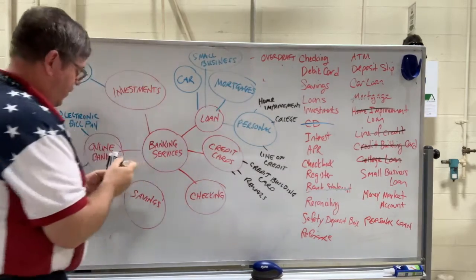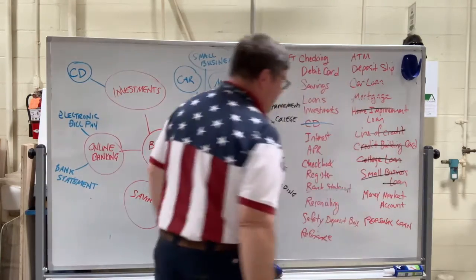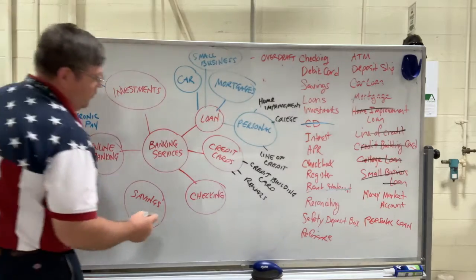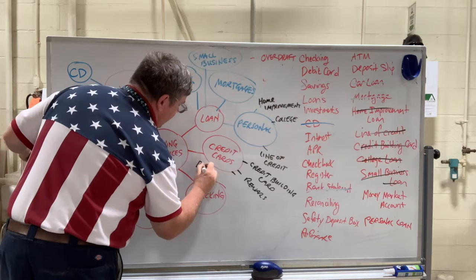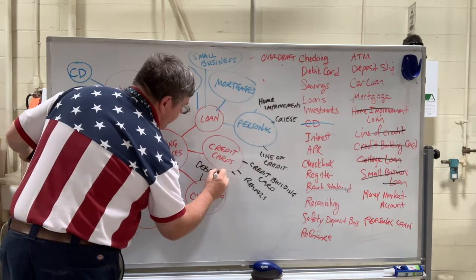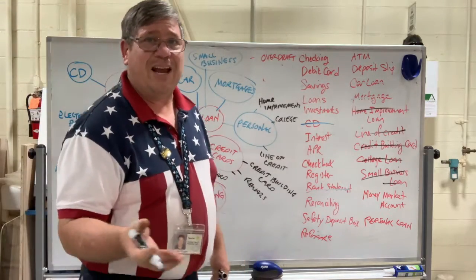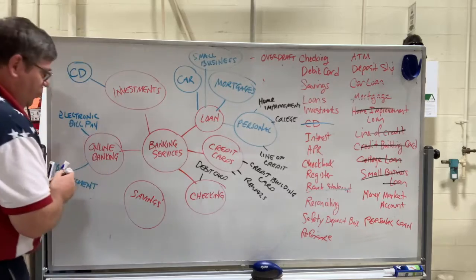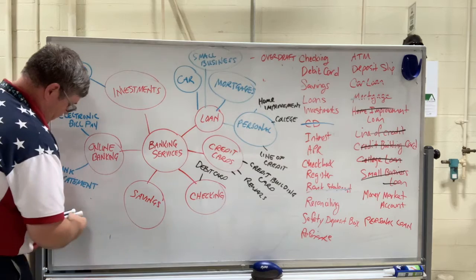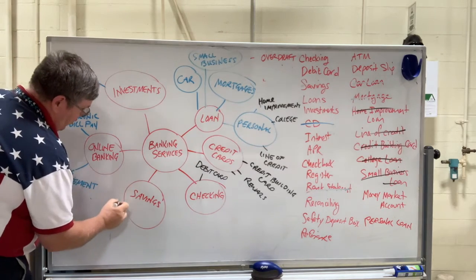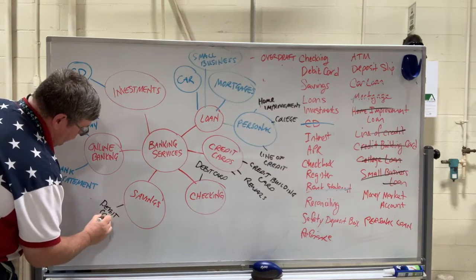Give that another branch down there. Checking account, let's see what we got here. Okay, so for checking account, we've got a debit card. A debit card allows you to access both your checking and your savings account. We could probably include that down here with a savings account. There's nothing wrong with putting the same thing twice. It kind of crosses over.